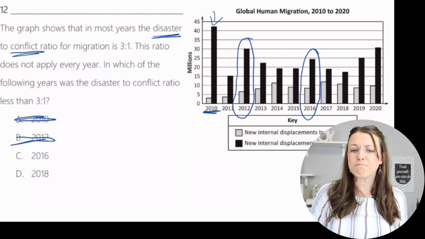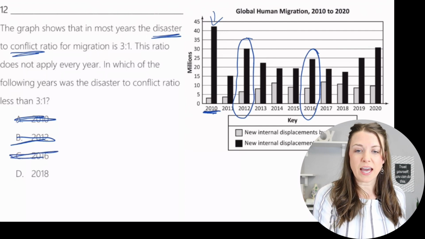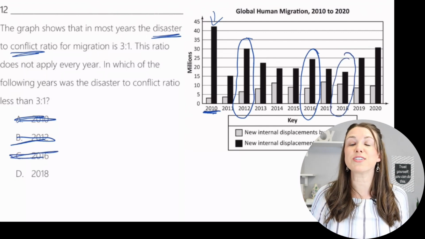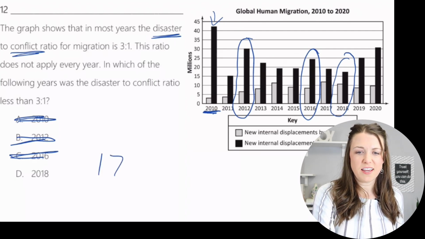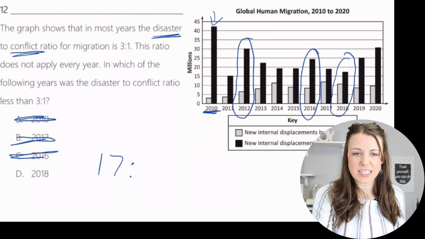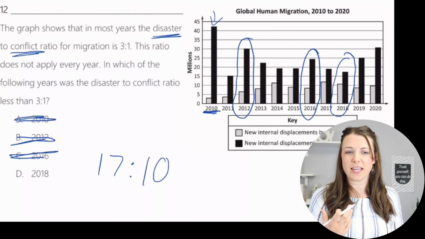So it looks like it's closer to 3 to 1. Now we have 2018 right here. That looks a bit better. So here our disaster is maybe at 17 and our conflict is maybe 10, right? So that's a 17 to 10.